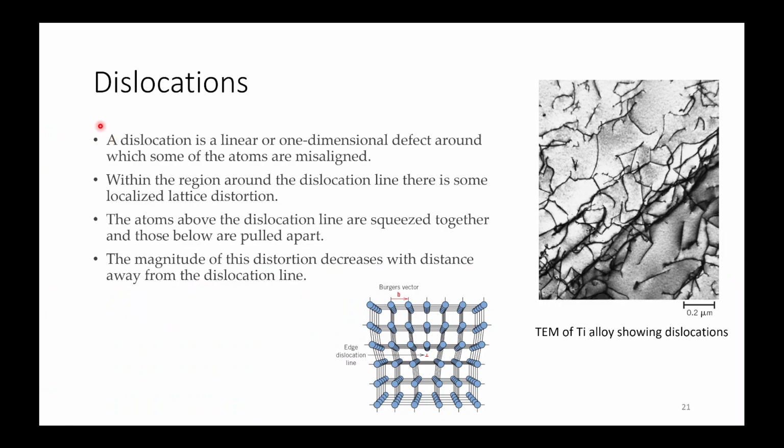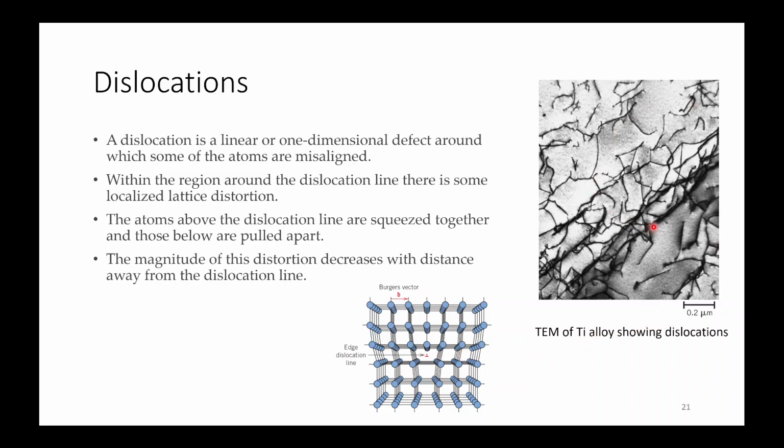Now the 1D defect is the dislocation. Dislocations are linear or one-dimensional defects around which some of the atoms are misaligned. Within the region around the dislocation line, there is some localized lattice distortion, and the atoms above the dislocation line are squeezed together, and below they are pulled apart. So above you have compressive strains, and below you have tensile distortion. The magnitude of this distortion decreases as you go further from the dislocation line.